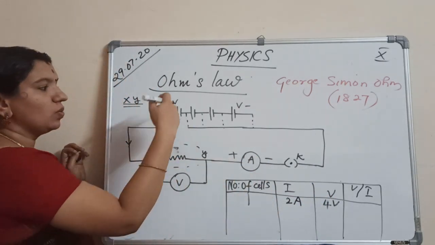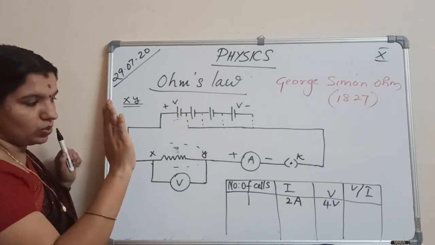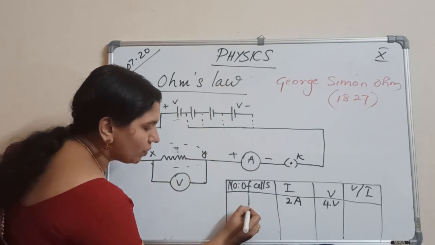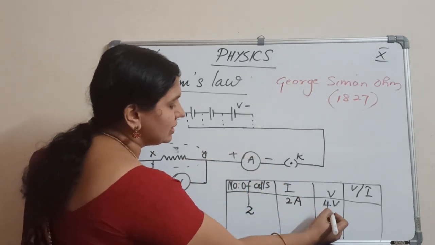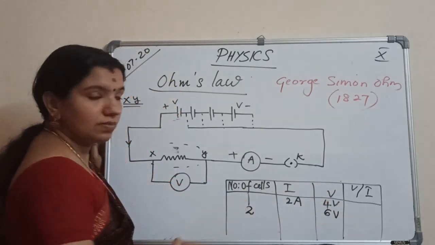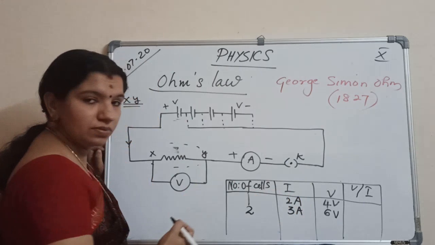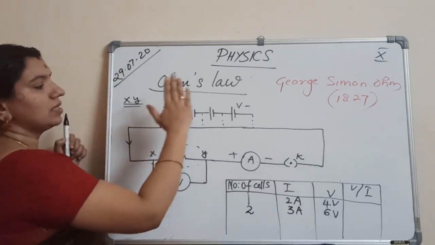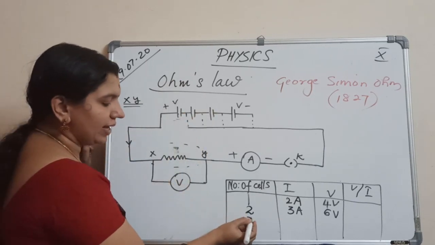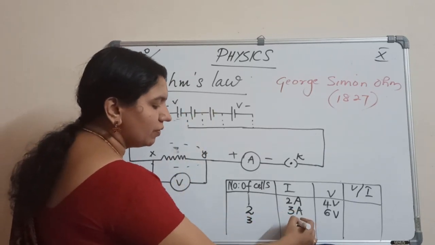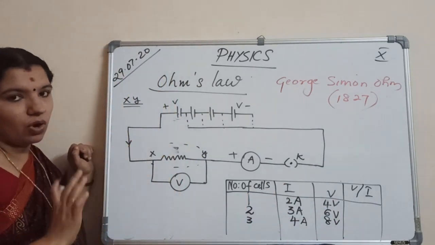Again I used one more cell. That means now I have 2 cells. At that time I will write the number of cells used is 2 and the voltage I measured is 6 volt. Clear? And I got current as 3 ampere. Now again I increased the number of cells. Let the current be 4 ampere and the voltage be 8 volt. This way I got the measurements.